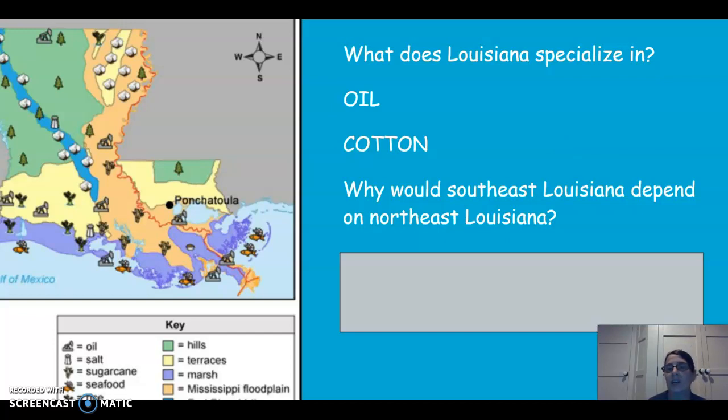So why would Southeast Louisiana, over here, south and east, depend on Northeast Louisiana? So I'm going to my compass rose. I'm looking at north and east. So Northeast Louisiana has a lot of cotton. Southeast Louisiana doesn't. So maybe Southeast Louisiana depends on Northeast Louisiana for the cotton that they grow.